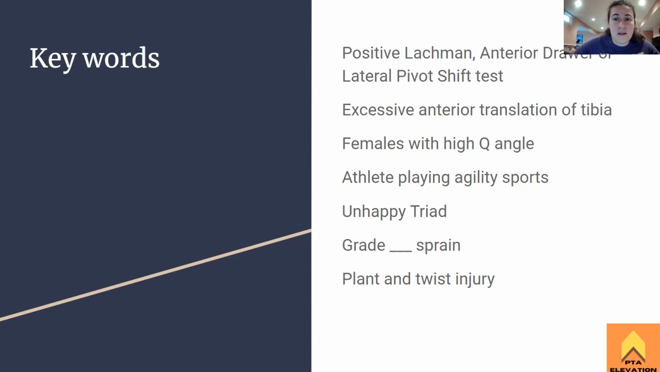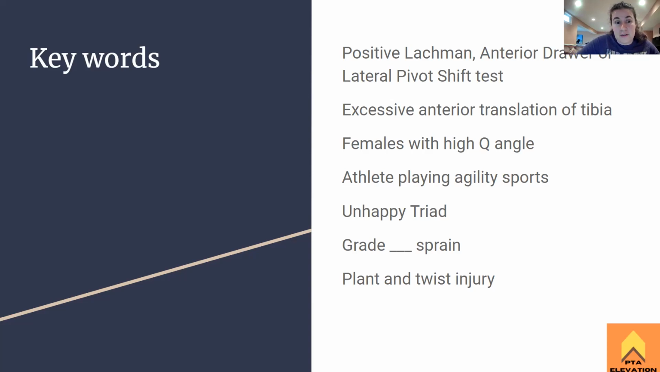But getting back to our ACL, some keywords I want us to understand that we're going to see on the test: if you see a positive special test, it's an ACL tear. Our special tests are a positive Lachman test, a positive anterior drawer test, or a positive lateral pivot shift test. Those are the 3 for ACL. So put those in your little toolbox of understanding that these are all ACL tests, and understand what the special test is, what it tests for, and what a positive sign is. Excessive anterior translation of the tibia is an ACL tear, because the ACL, remember, prevents anterior translation of the tibia. So if we're seeing a lot of that, it's an ACL tear.